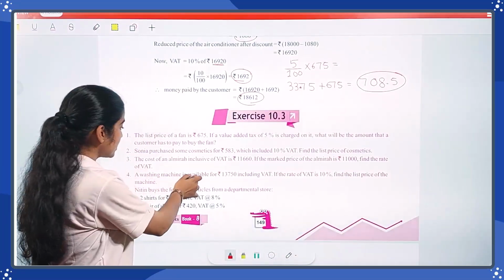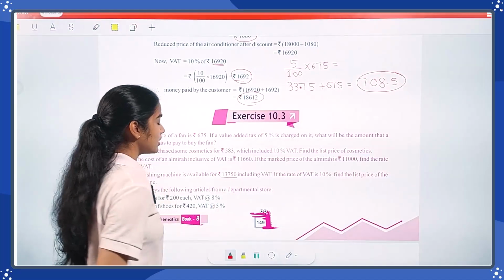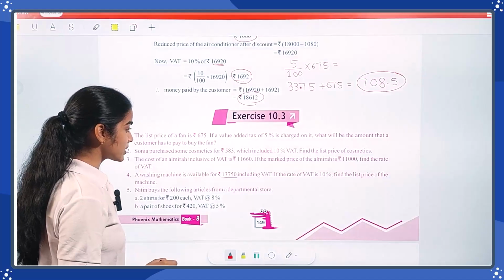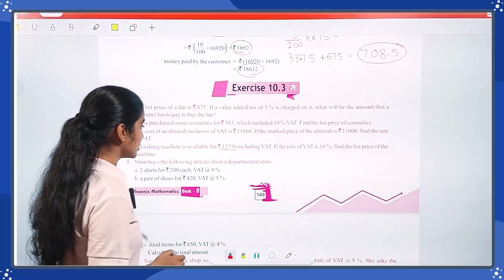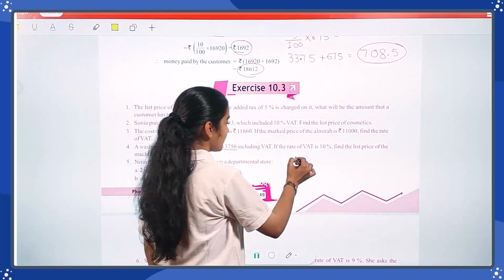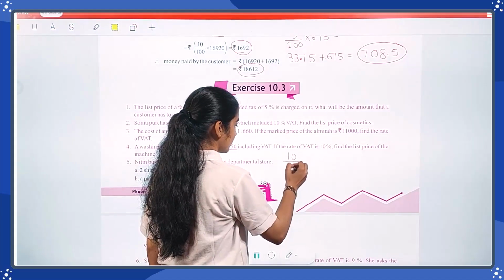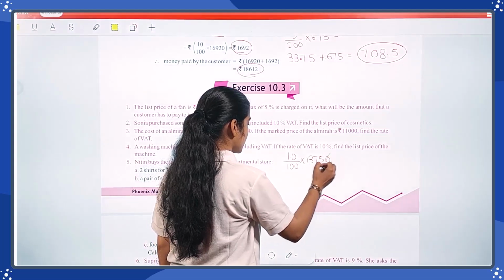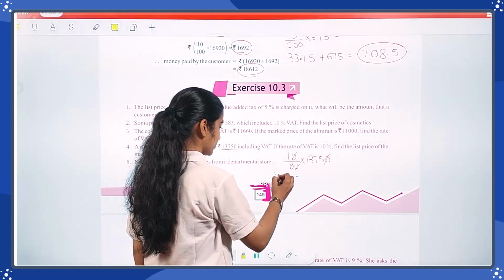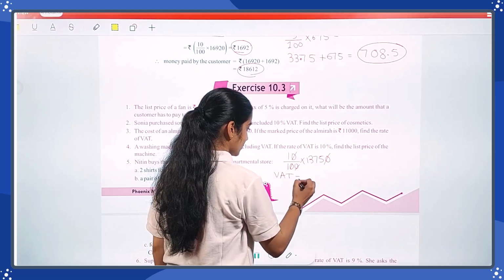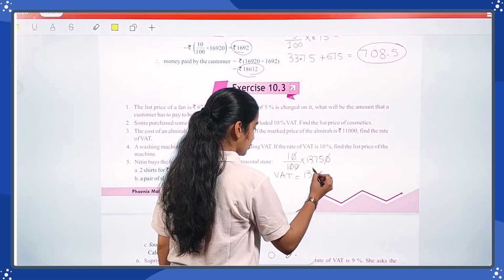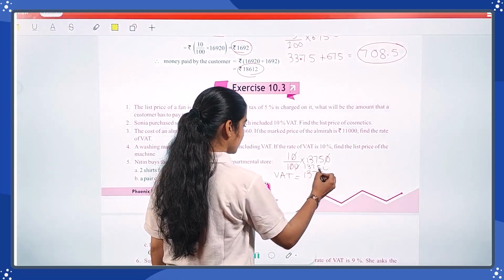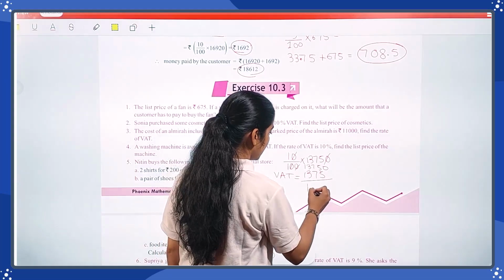Now a washing machine is available for 13,750 including VAT. If the rate of VAT is 10%, find the list price of the machine. So including VAT means the list price plus 10% of it. The zeros cancel, and the tax part should be subtracted, which means only 10,000.